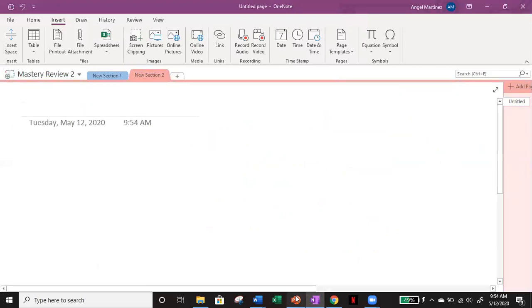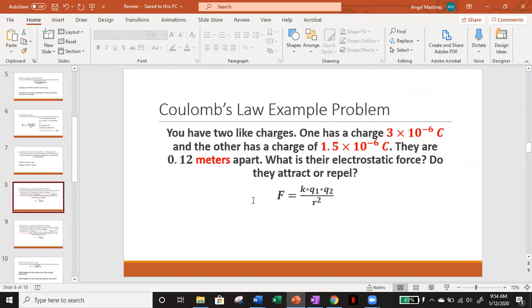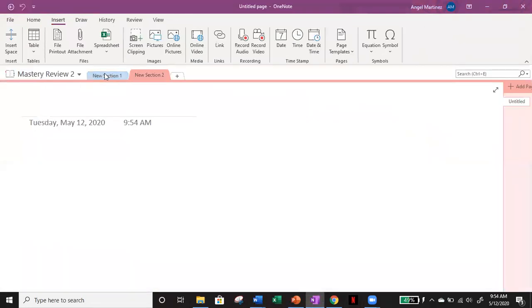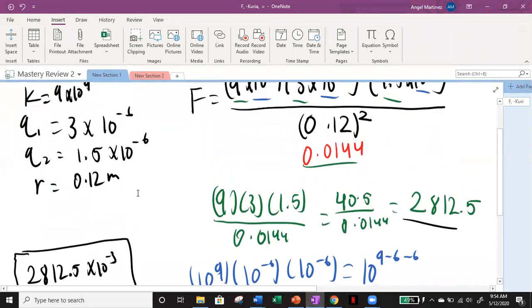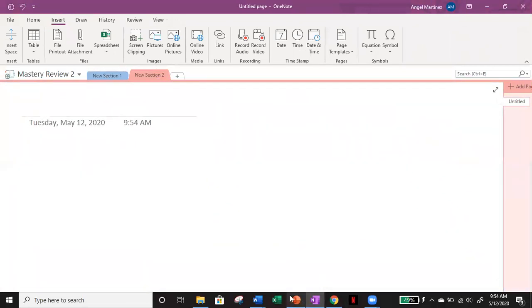Let's do another example. We have another two charges. One is 4 times 10 to the negative 5. The other is negative 1.75 times 10 to the negative 6. Oh, wait, I forgot to answer that question. Do they attract or repel? We saw that our answer is positive, so that means they repel. They're both charges of the same sign, so they're repelling.